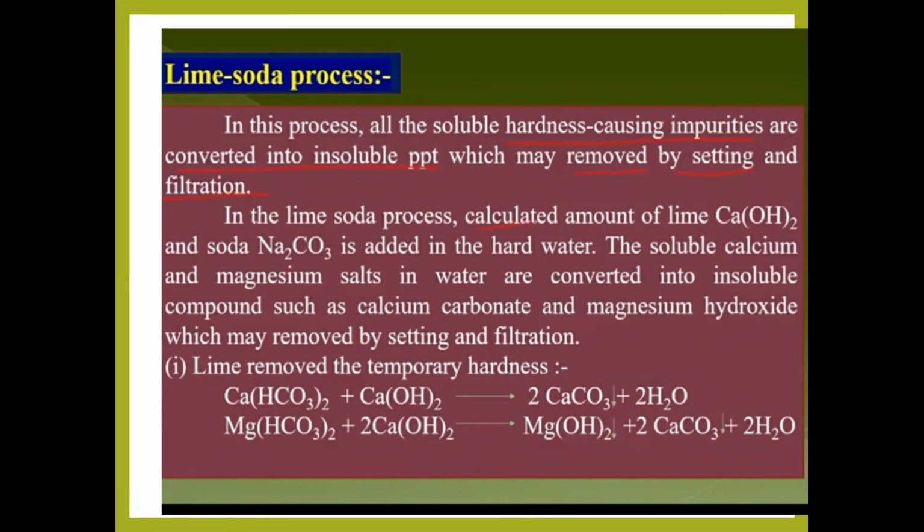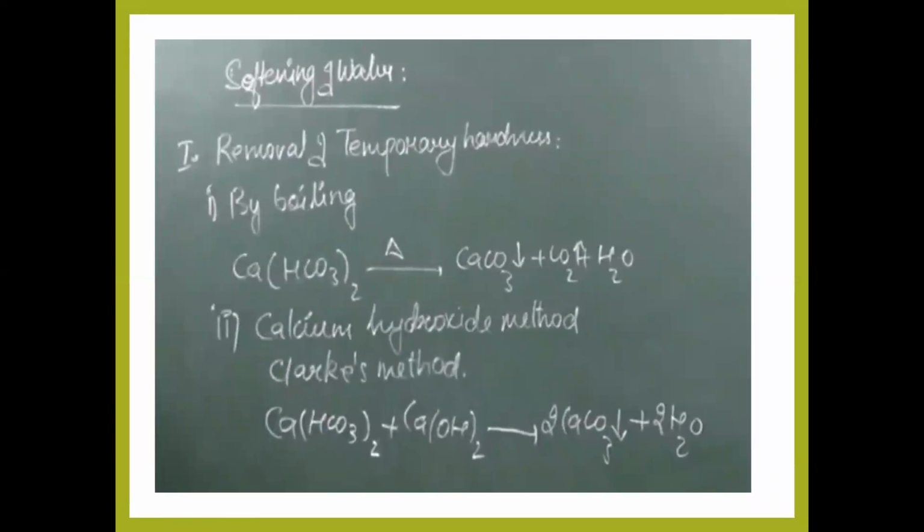In this method, excess of lime should not be added. Otherwise, water can become hard again due to the absorption of carbon dioxide from the atmosphere. To make it clear: if we add more calcium hydroxide, the remaining calcium hydroxide will react with carbon dioxide present in the atmosphere and will form calcium bicarbonate again. That is why I have said that in this process a calculated amount of lime water needs to be added. So these are two methods by which we can remove the temporary hardness from the water.